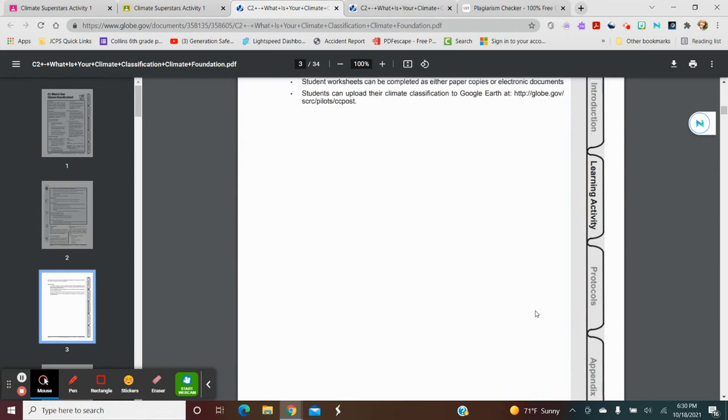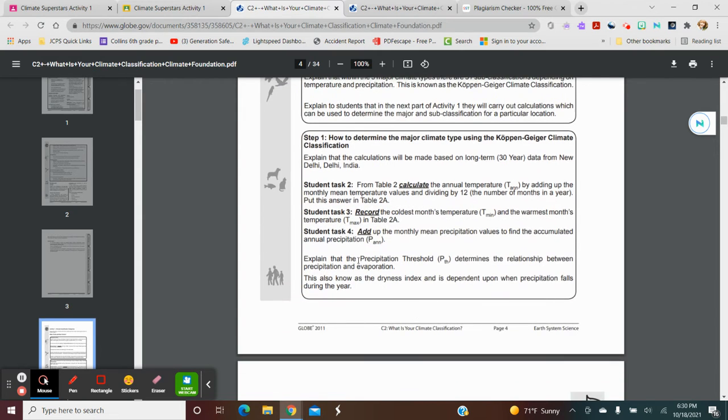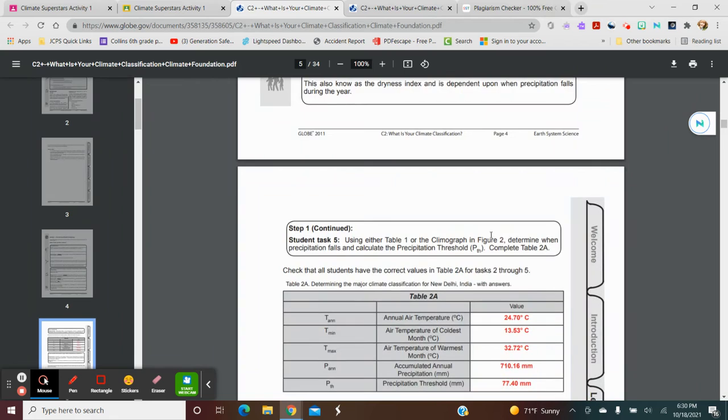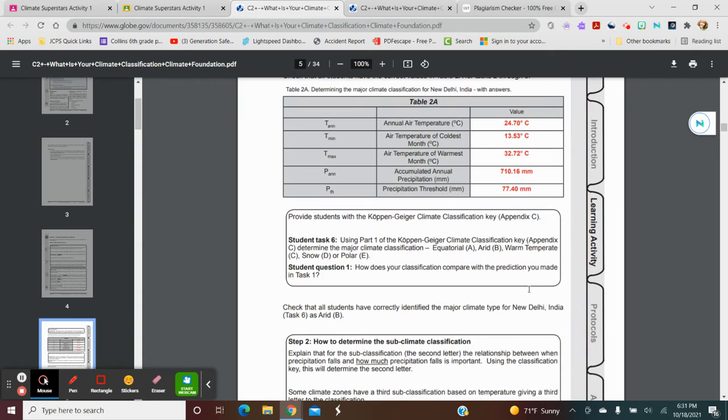So then it goes on through here, and I have an activity of what to do and how to do it. I didn't make you do these things because I figured you could look along here and see they have 31 subclassifications. That's a lot. And then you notice that they took air temperatures from the table, and they have the annual one. And I said you needed some things. Air temperatures would be the same as temperatures. So, and you have accumulated annual precipitation and a precipitation threshold.